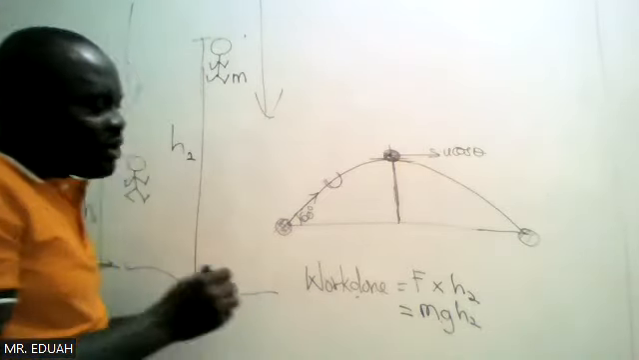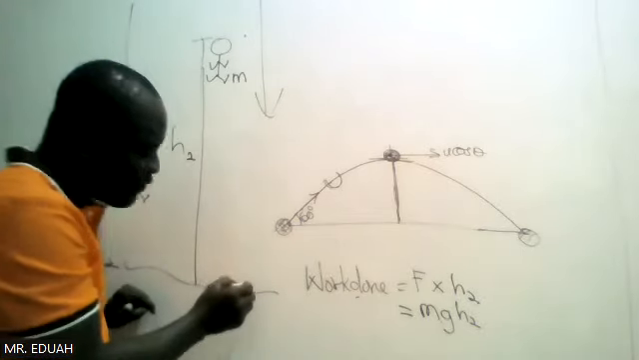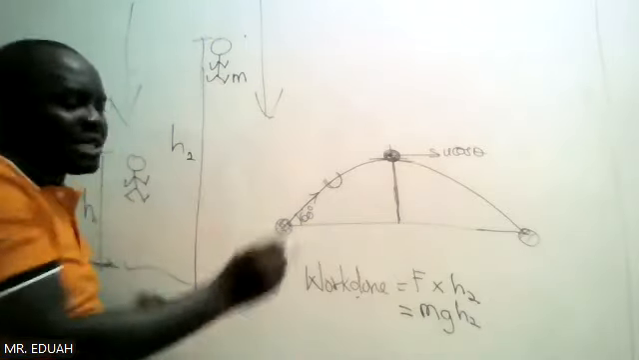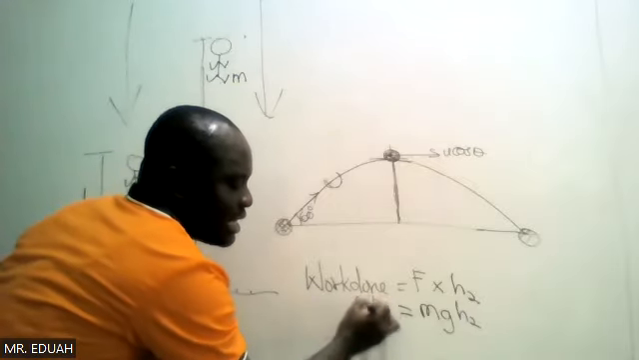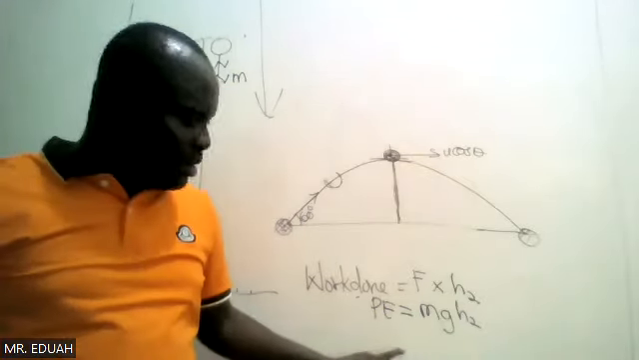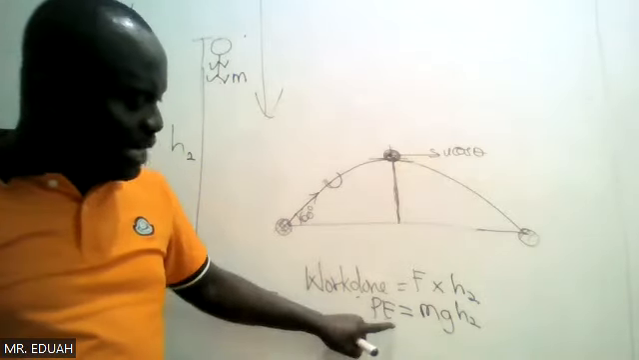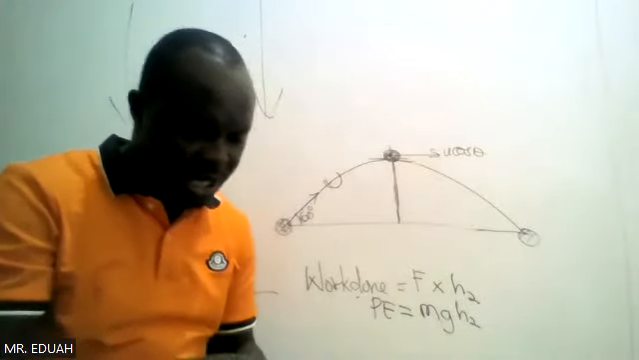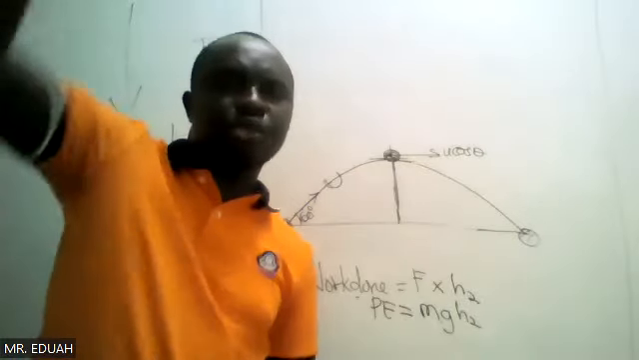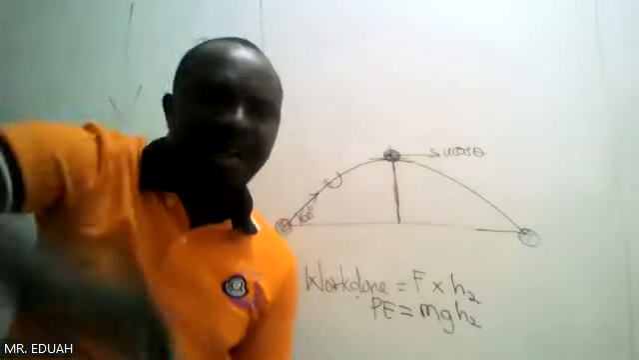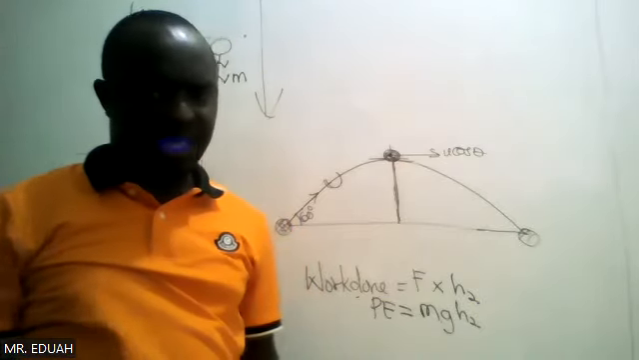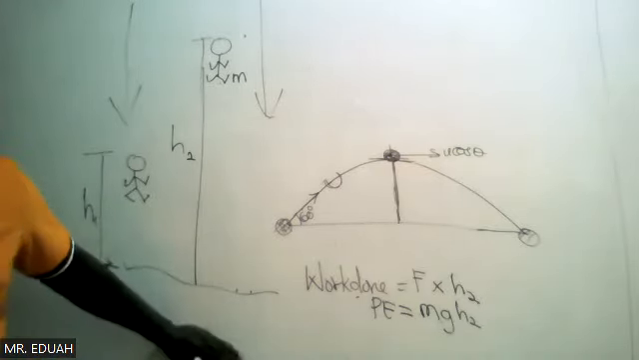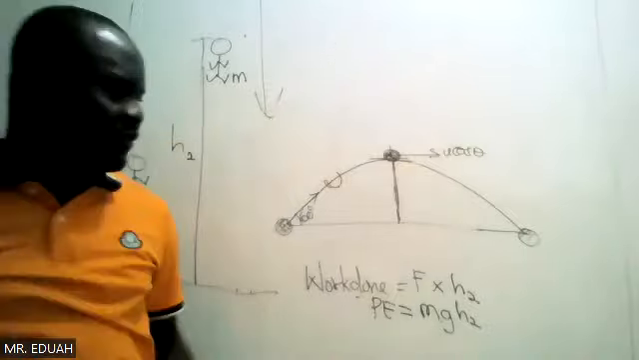But I just said that the work done in moving a body from the surface of the earth to another point within the gravitational field is the gravitational potential energy. So that's how we conclude that potential energy is equal to mgh. It's simply the work done in moving a body from one point to another point within the earth's gravitational field. Is that okay? So potential energy has to do with height above the surface of the earth.